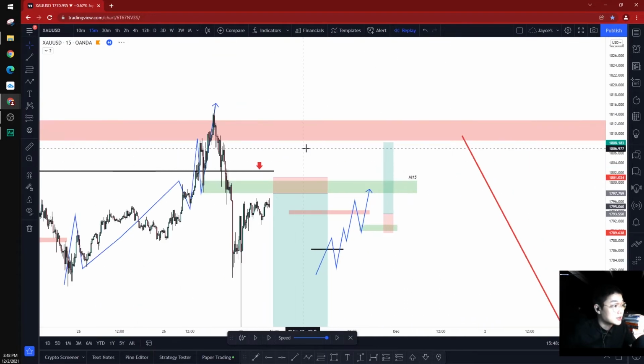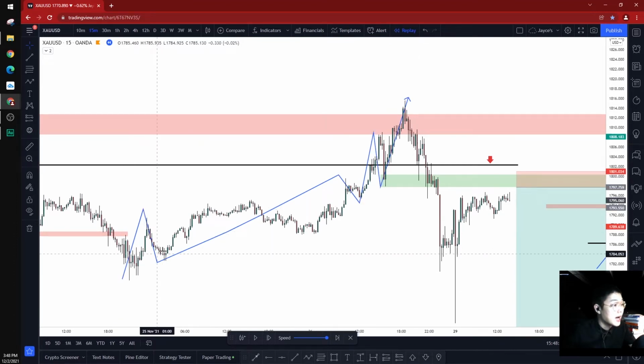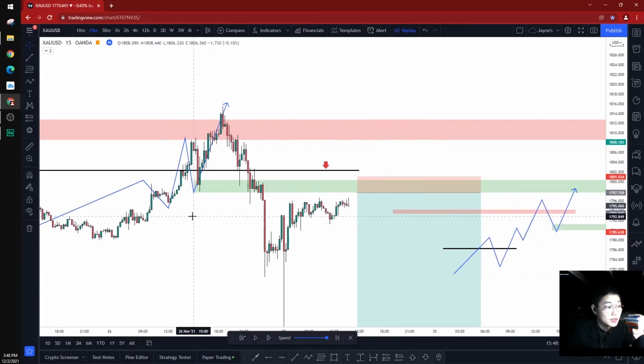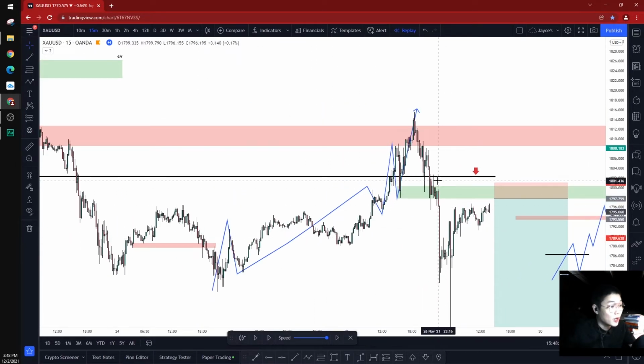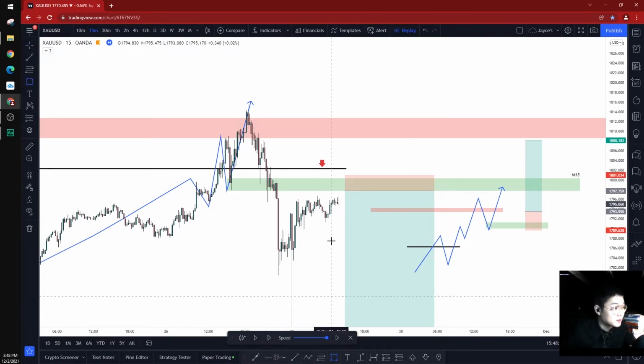And when you zoom in, you can see that the structure of the market at this time is this higher high and higher low, and here is also the strongest demand zone in the 15 minute time frame, and at this time price already changed. And when you define like this, here is the strongest supply zone in the 15 minutes.